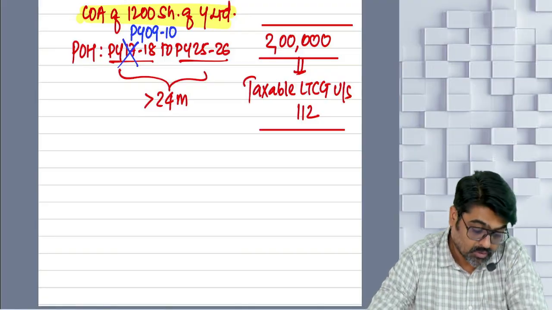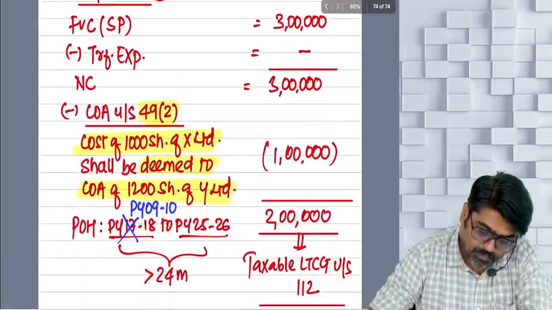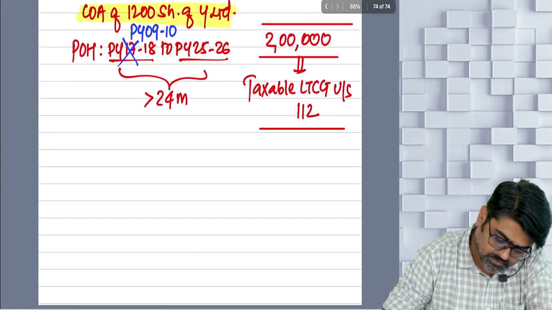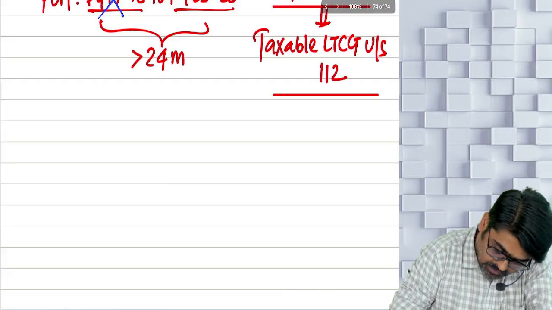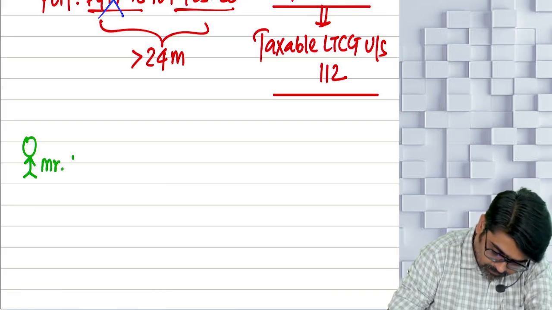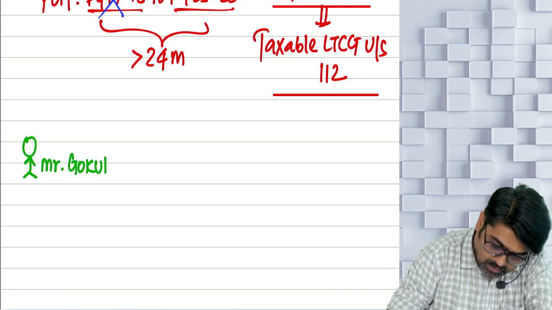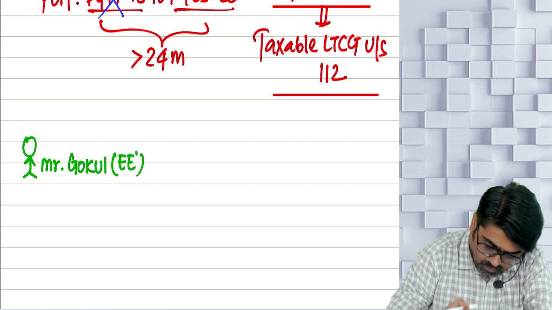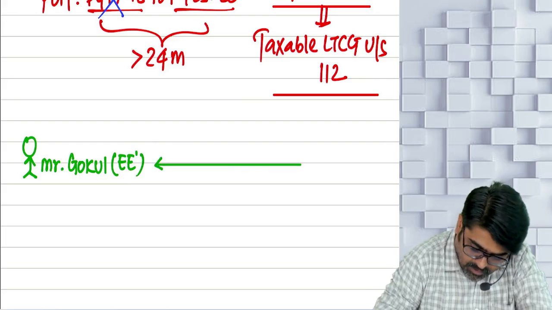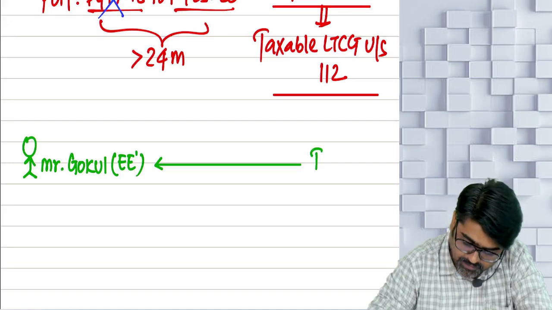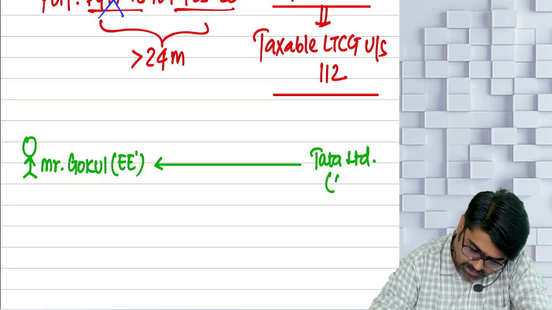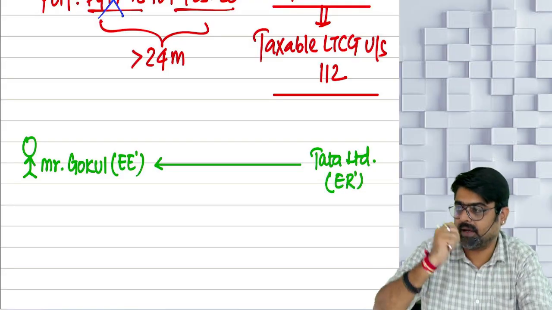So, see. This is my assessee. Name of the assessee is Mr. Gokul. Gokul, you are an employee. Employee of which company? Gokul, take the name of any company. Tata, okay. Tata Limited. So there is a company Tata Limited who is the employer. And Gokul is the employee of this company.